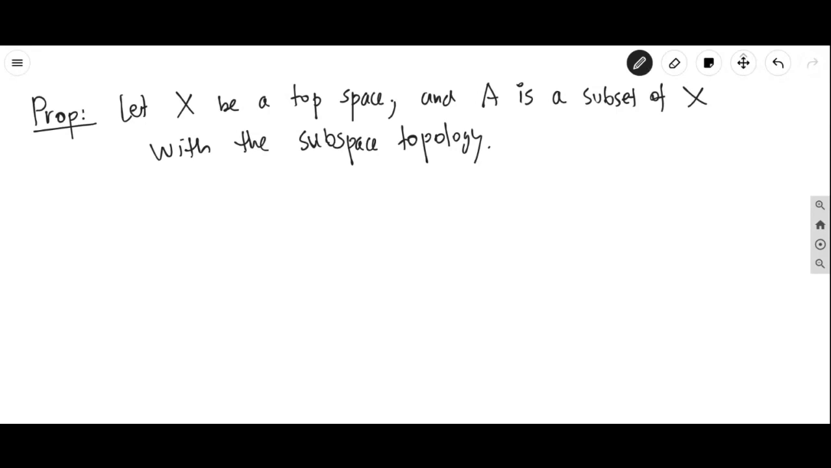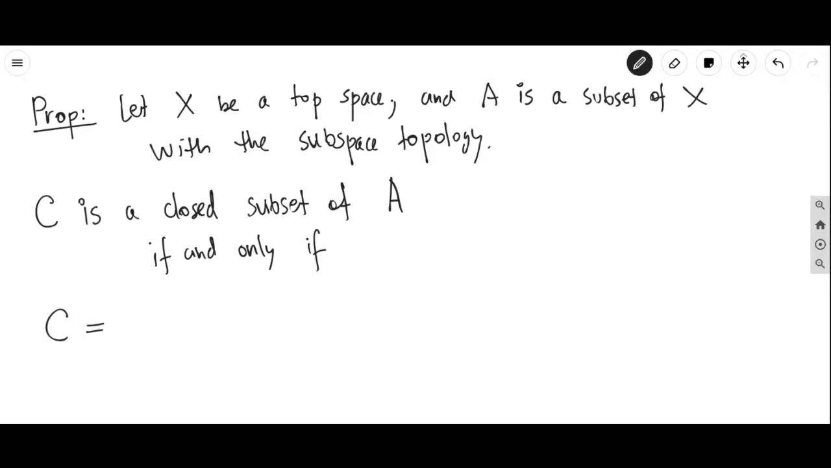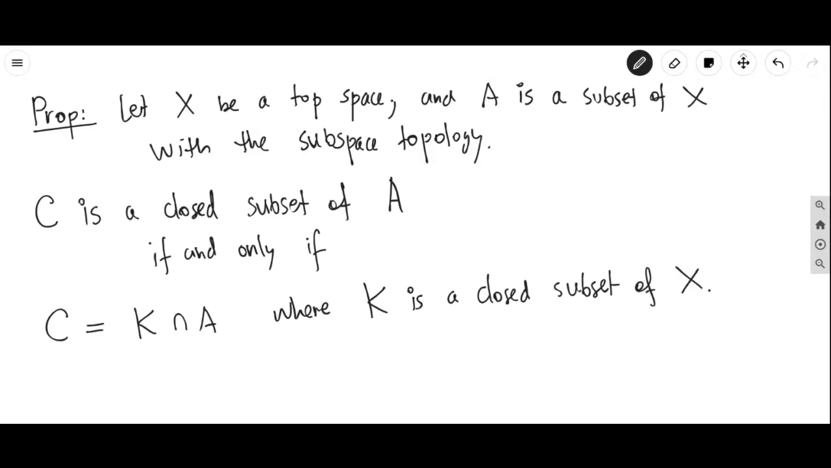So let's say C is a closed subset of A. So a subset of A is closed if and only if C can be written in the form K intersect A, where K is a closed subset of X. So basically what we're saying is closed in A has the form that it's closed in X, and then you intersect with A.